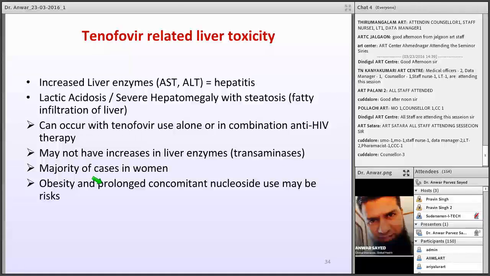There are reported liver toxicities also because of this drug, tenofovir. Increased liver enzymes, that is hepatitis, lactic acidosis, severe hepatomegaly with steatosis, or fatty liver as we call it. It can occur with tenofovir use alone or in combination with anti-HIV therapy. It may not have increases in liver enzymes, and the majority of the cases are in women. Obesity and prolonged concomitant nucleoside use may be the risks.